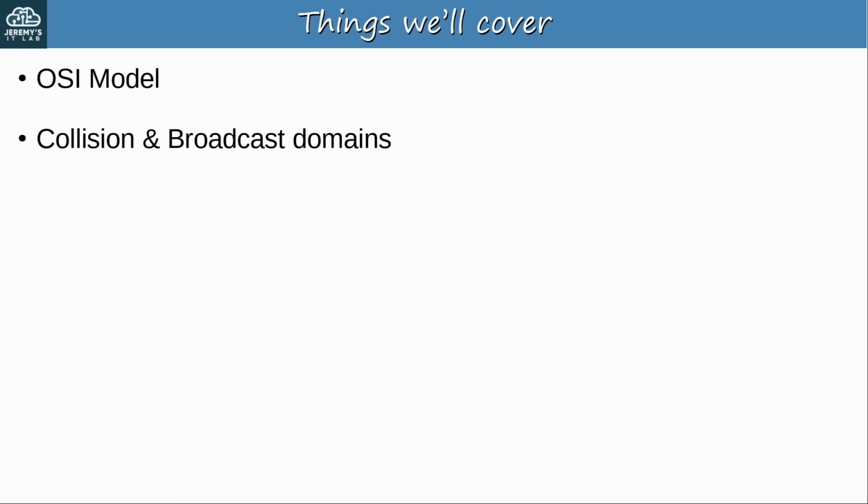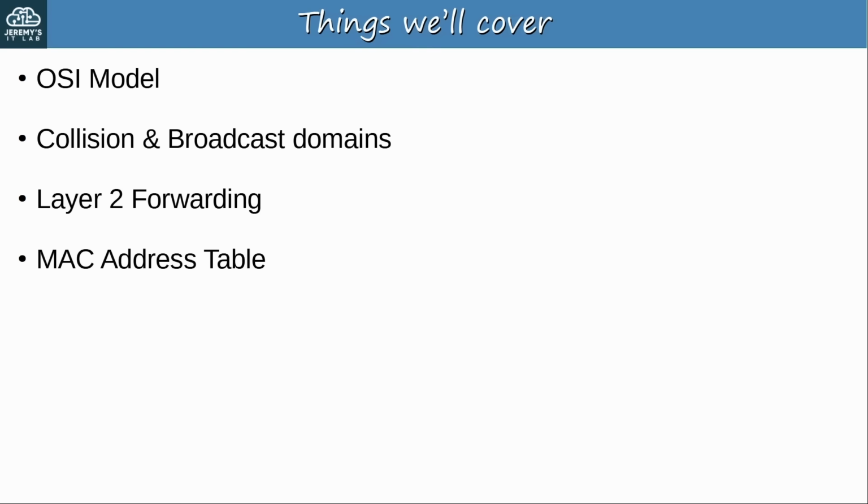Next, we will cover collision and broadcast domains. These are also two concepts you should already know from the CCNA, but we will review and clarify them. Then, we will review the Layer 2 forwarding process, how switches use information in the Layer 2 header to forward frames to the correct destination. Finally, we will look at the MAC address table in greater detail than we did in the CCNA course.